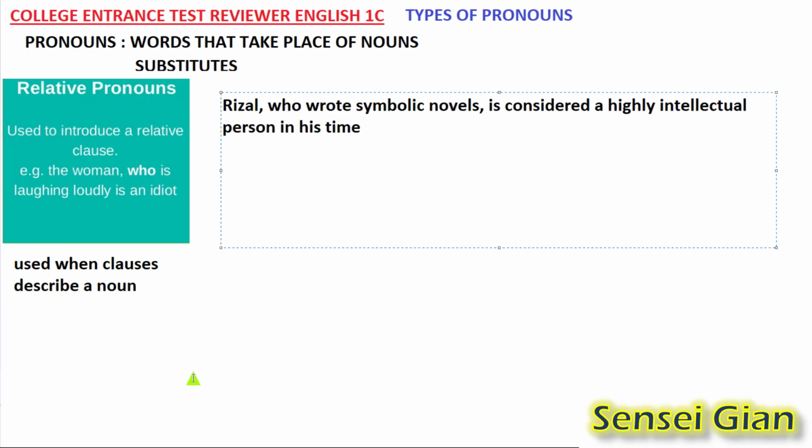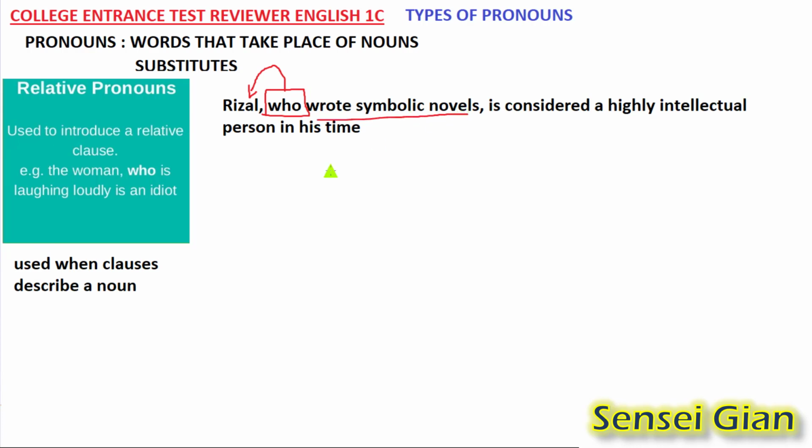Let's say, for example: Rizal, who wrote symbolic novels, is considered a highly intellectual person in his time. So it's who. Who refers to Rizal, and wrote symbolic novels is just a clause. Actually, you can delete it and it still can be grammatically correct: Rizal is considered a highly intellectual person in his time. It's just that the clause gives more meaning to Rizal.